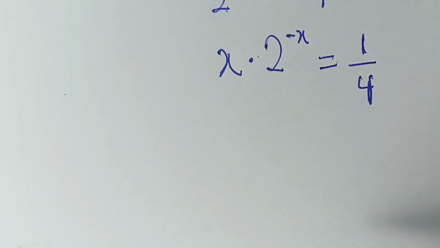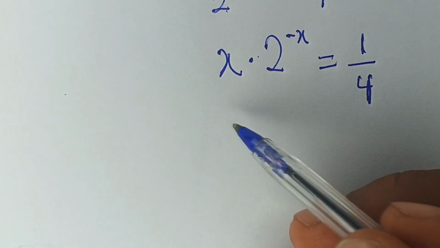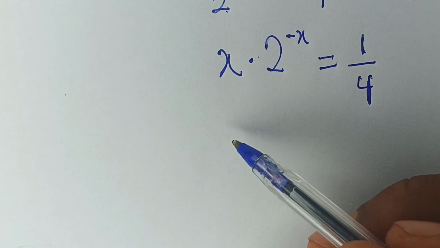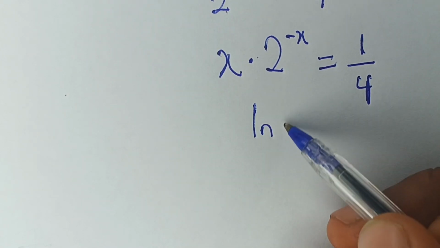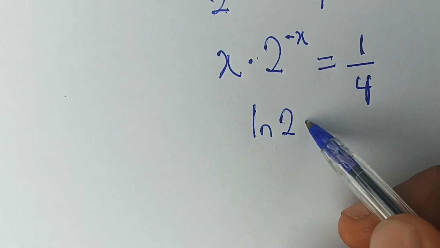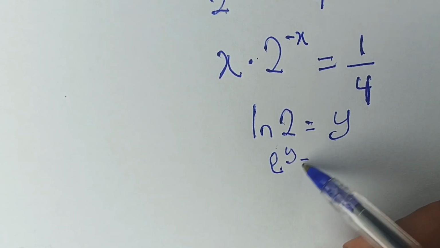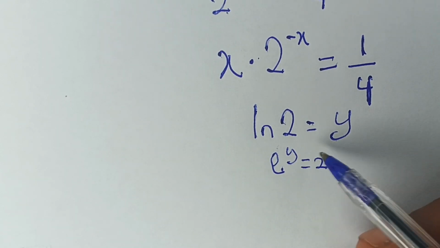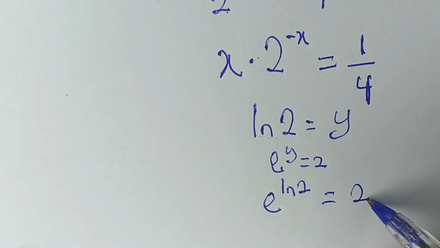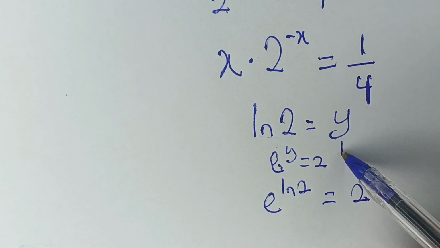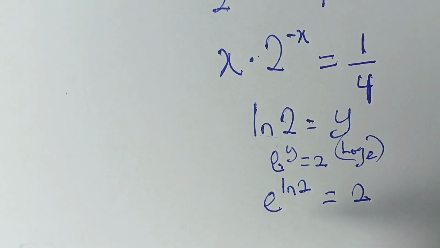Now, let me state something here. If you have ln of 2, for example, equal to y, it means that e raised to the power of y is equal to 2. And what is y? y is ln of 2, so e raised to power ln of 2 is equal to 2. If you're wondering why I wrote e here, ln is logarithm in base e. So that's why you can say e raised to power y is equal to 2. So don't get confused.